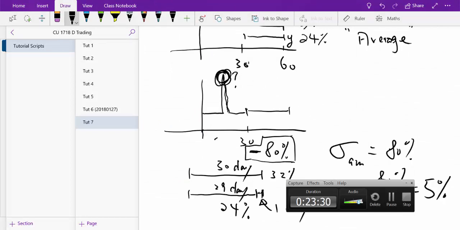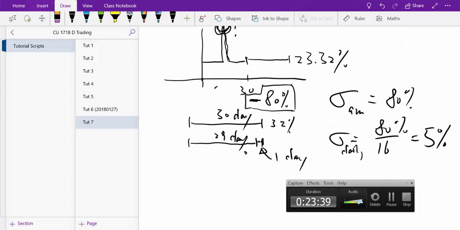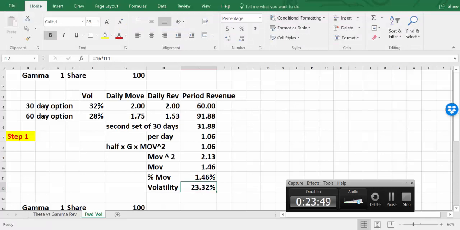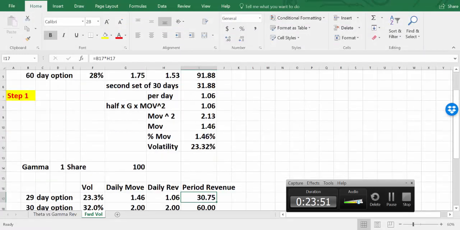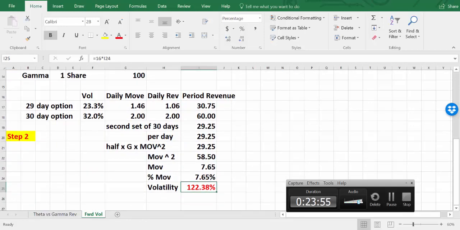It's just saying this is 23.32. All right. And then this one here is 23.32. And then from there, you do step number two. Step number two is, as I said, you take the forward rate idea one step beyond.